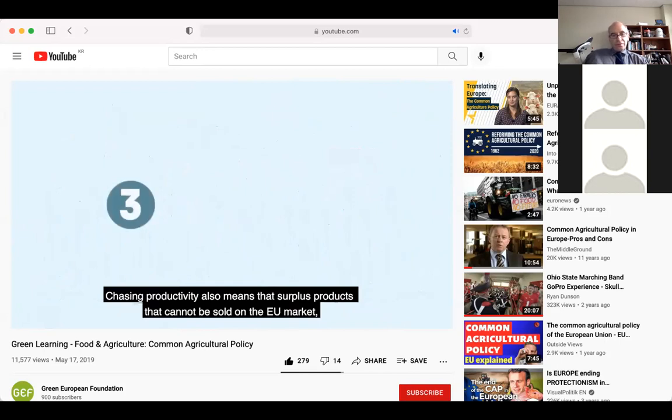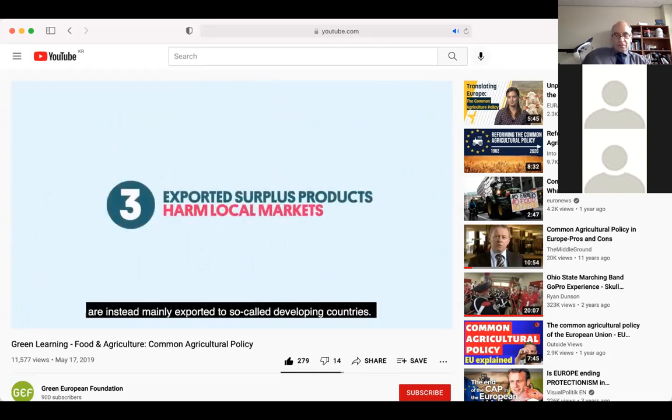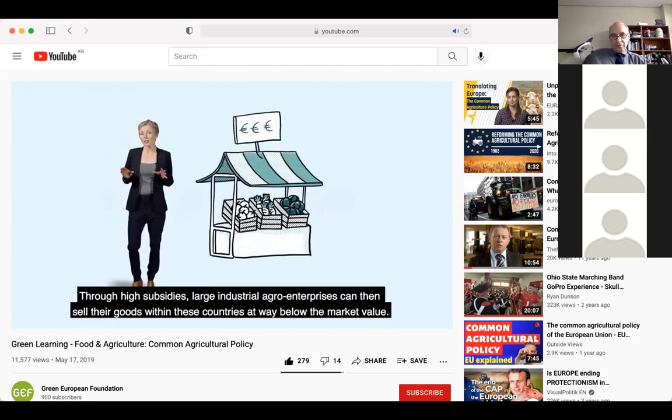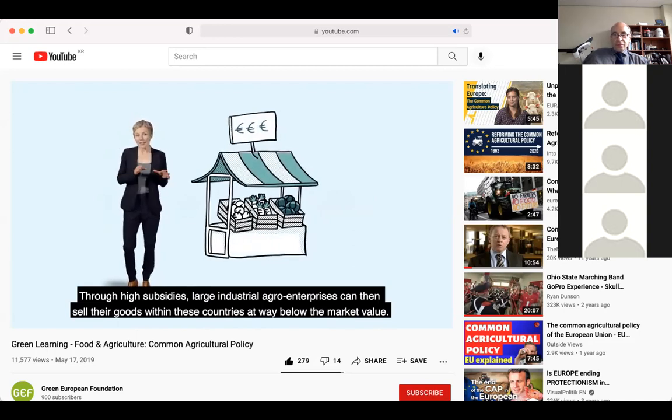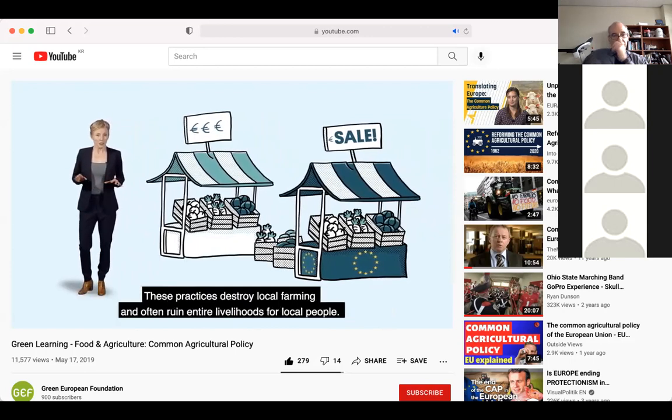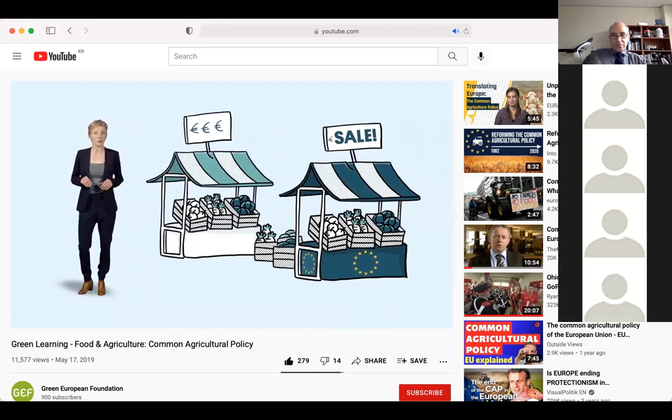Chasing productivity also means that surplus products that cannot be sold on the EU market are instead mainly exported to so-called developing countries. Through high subsidies, large industrial agro enterprises can then sell their goods within these countries at way below the market value. These practices destroy local farming and often ruin entire livelihoods for local people.